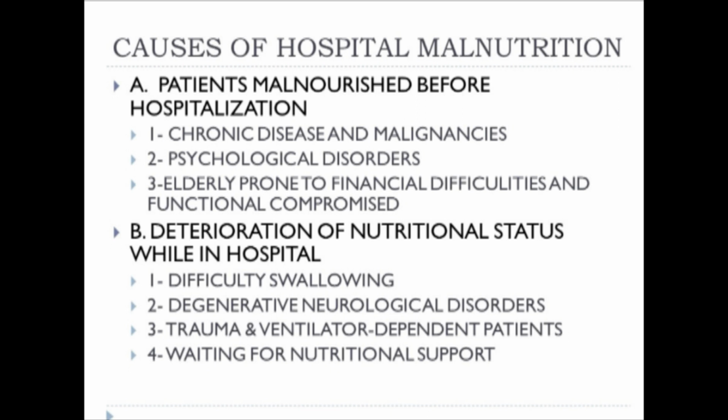There's also deterioration of nutritional status while in hospital, resulting from the difficulty of swallowing, degenerative neurological disorders that compromise eating, trauma, ventilator-dependent patients have increased energy requirements during that difficult period of time, and there are difficulties in initiating, if you will, nutritional support. So consequently, waiting for delayed nutritional support implementation can also lead patients to a compromised nutritional status. So now I want to turn your attention towards the assessment methods for hospital malnutrition.